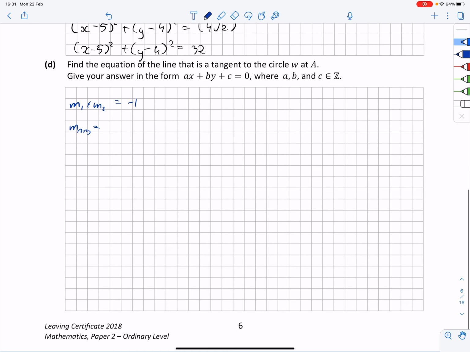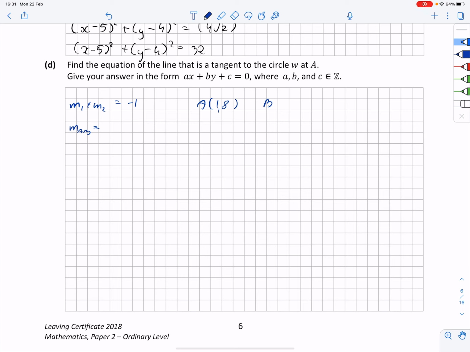Coordinates are 1 and 8, and 9 and 0. So slope AB will be given by 0 minus 8 divided by 9 minus 1, which is minus 1. And then knowing that m AB multiplied by the slope of the perpendicular line equals minus 1, the slope of the perpendicular line will be equal to minus 1 divided by the slope of AB. I can substitute minus 1 for slope AB. So that's minus 1 divided by minus 1, which is equal to 1. So now I know that the slope of the perpendicular line is equal to 1.